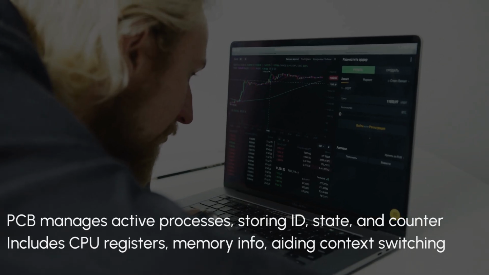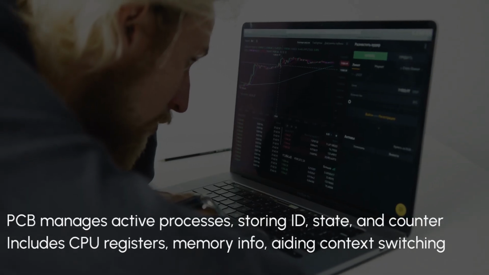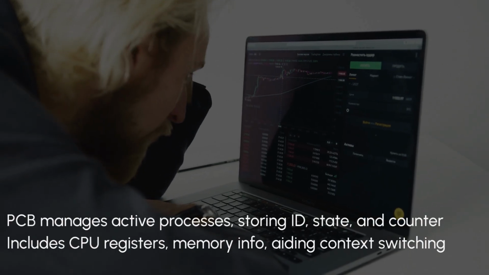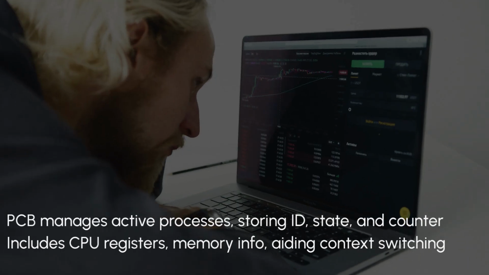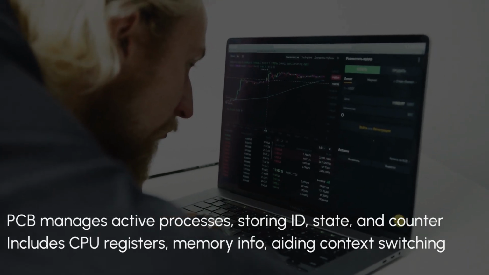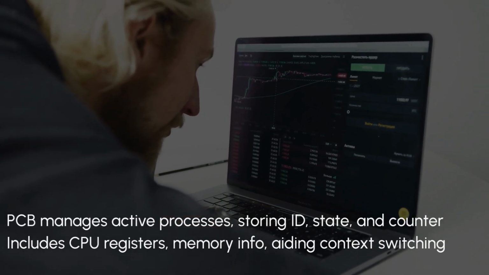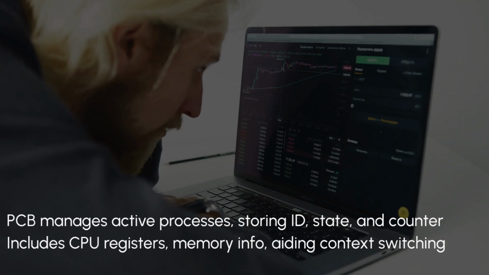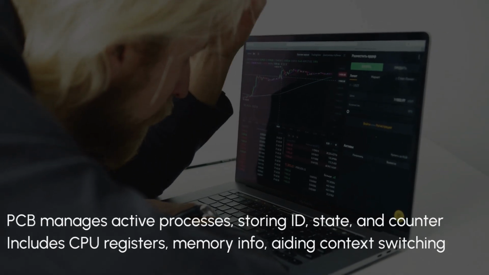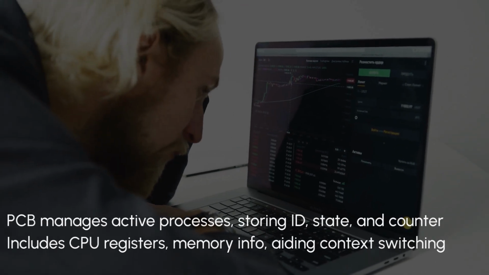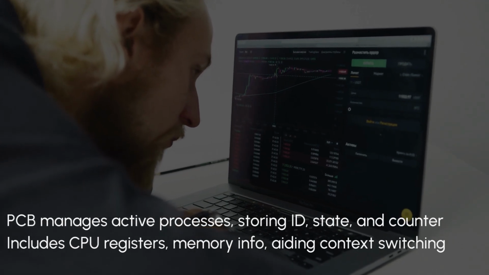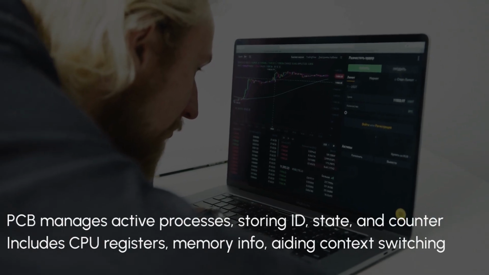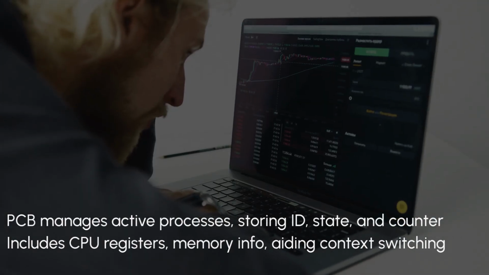Additionally, the PCB stores CPU registers, memory management data, like base and limit registers or page tables, and I/O status information. The PCB supports context switching by saving and restoring the state of processes and plays a key role in scheduling decisions by providing all necessary process metadata. This chapter explores its importance in operating system management and how it enables multitasking, resource allocation, and process isolation.